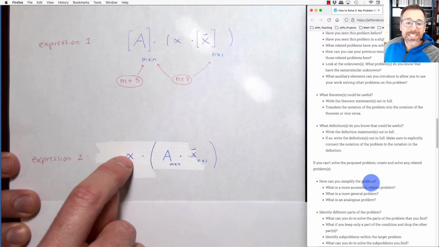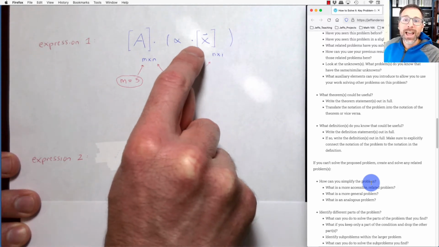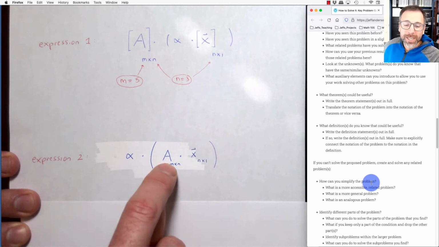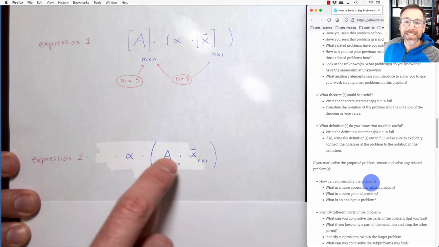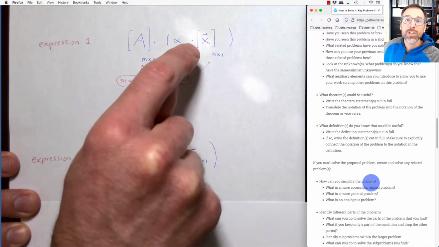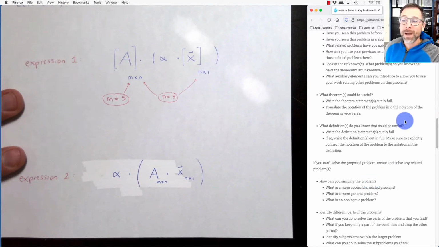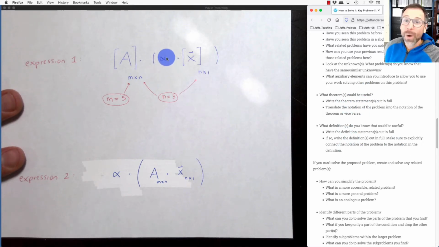Over here, this is scalar vector multiplication. This scalar vector multiplication happens in n by 1 space. This scalar vector multiplication happens in m by 1 space. Different sized vectors, but same operation underneath. The whole time I'm looking at this, I'm also thinking about my problem solving questions. Do I know any theorems or definitions that might be useful? Why, yes, indeed I do.